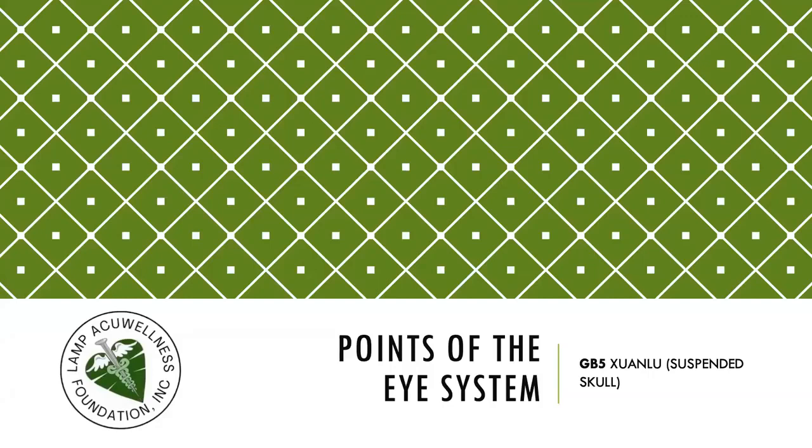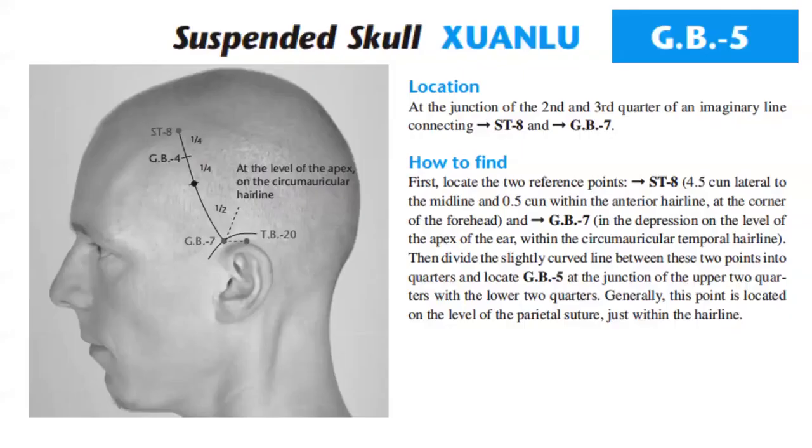Let's now talk about gallbladder 5, Xuanlu, a point of the eye system. GB5 is located at the junction of the second and third quarter of an imaginary line connecting stomach 8 and GB7. How to find? First, locate the two reference points.